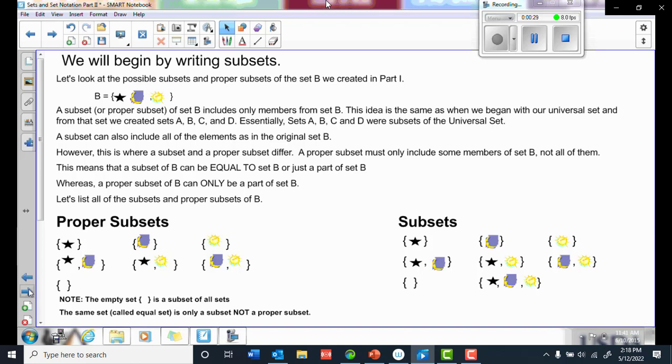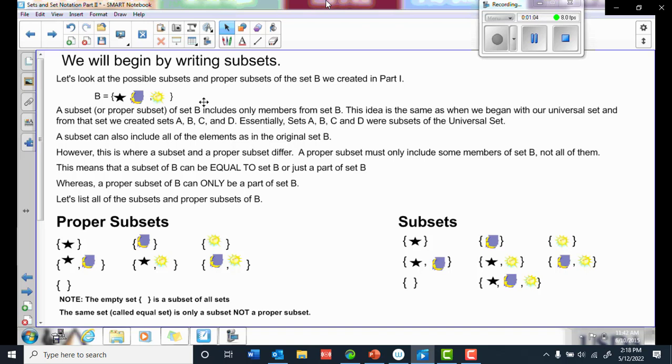Now, we're going to begin with subsets, and again, we're going to be looking at lots of symbols. So remember, you should be recording that in that 3x5 card, Rolodex. Now, let's look at the possible subsets and proper subsets of a set. I've created this set B, which was star, moon, and sun. I made it a small set for a reason, and I think that you'll see why in just a minute.